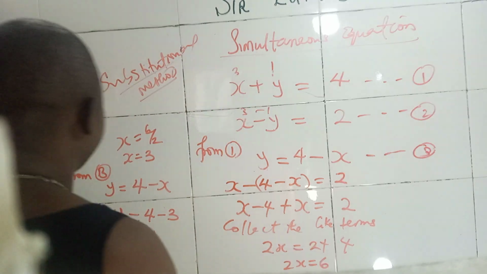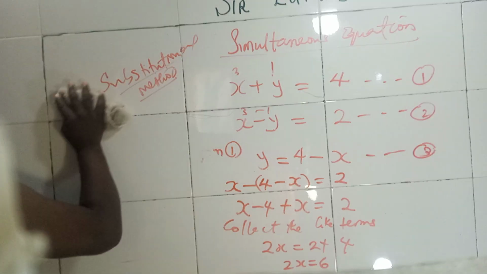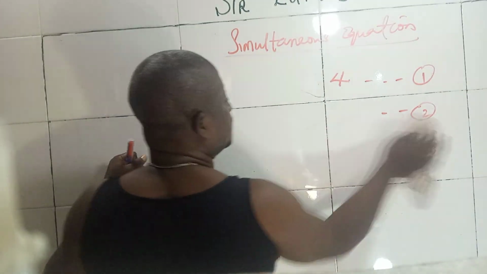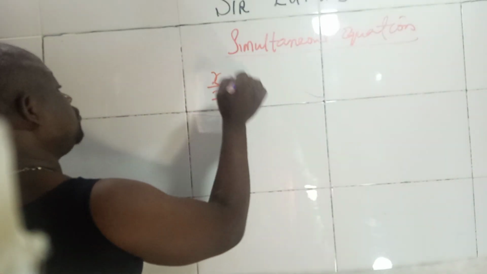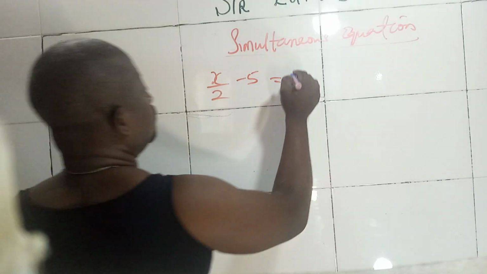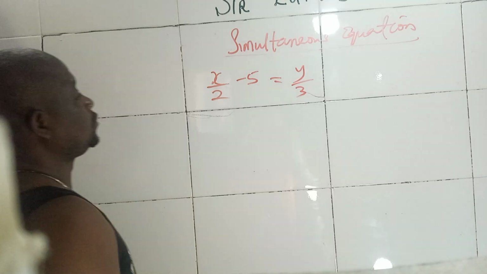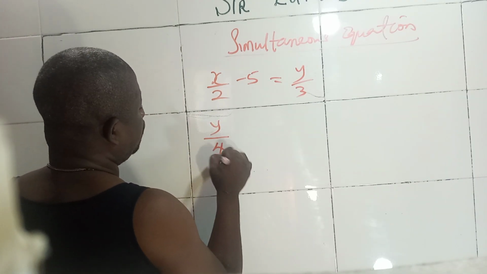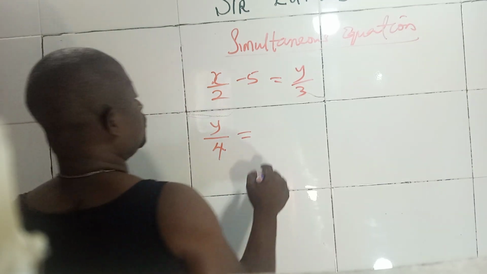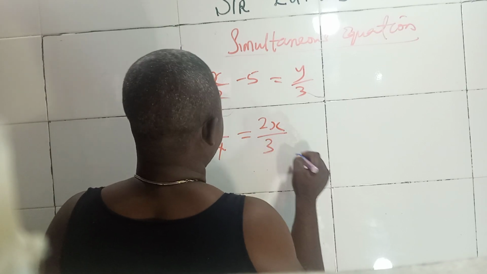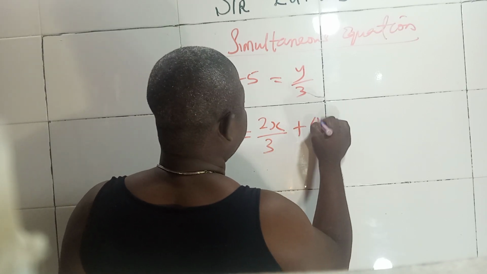So let's try to do another equation that has fraction under the substitutional method. Maybe given, let's say we have x over 2 minus 5 is equal to y over 3. Then I have y over 4 is equal to 2x all over 3 plus 4.